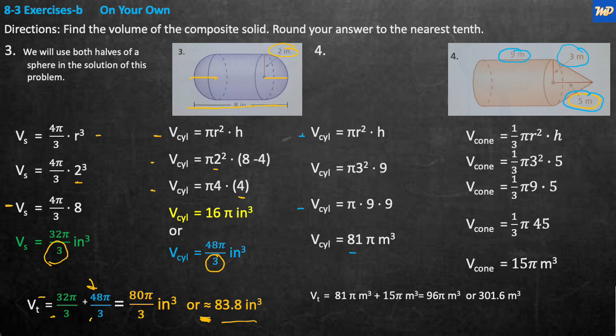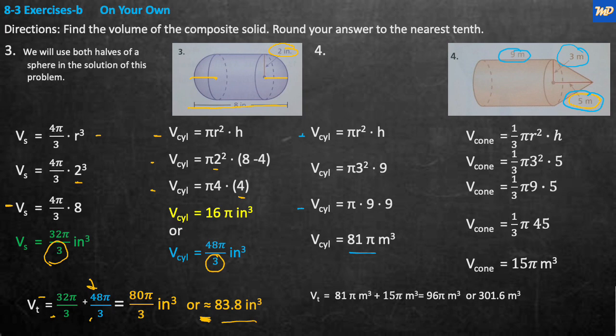So, 81 pi meters cubed. So that's the cylinder. And the cone is 1/3. If you remember, a sphere was 4/3. A cone is 1/3 pi r squared h. It's the same equation except for the 1/3, as we just completed, but the height is different. The height was 9 meters for the cylinder. The height is 5 meters for the cone.